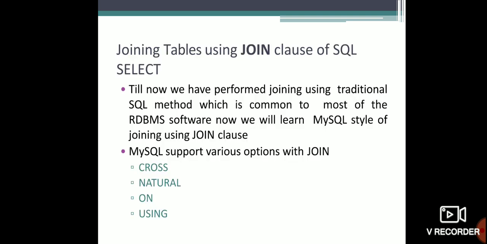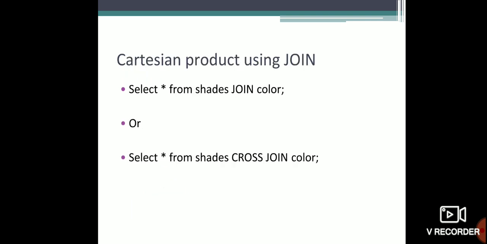Next, joining tables using the join clause of SQL. First one is select. Till now we have performed joining using the traditional SQL method, which is common to most RDBMS software. Now we will learn the MySQL style of joining using the join clause. So MySQL supports various options with join. First ones are cross, natural, on, using. Like, see, Cartesian product using join.